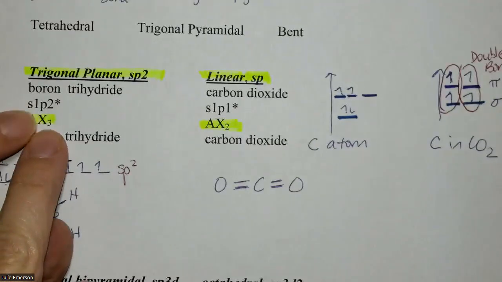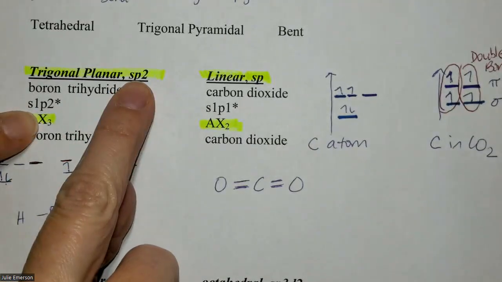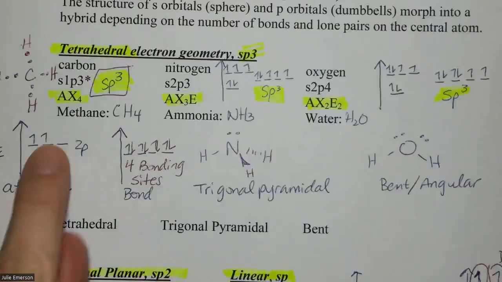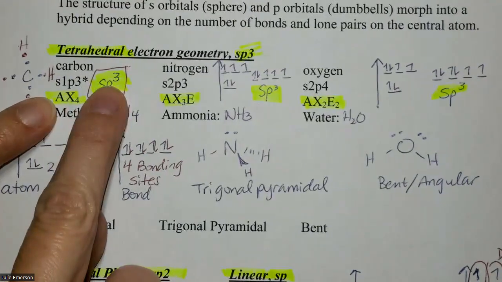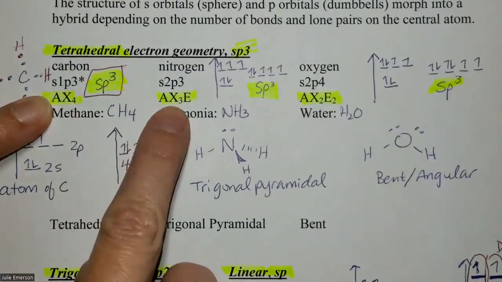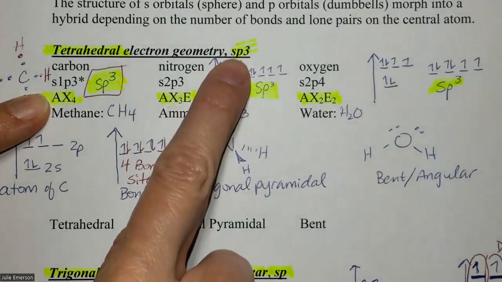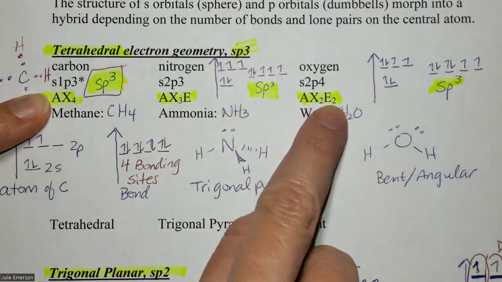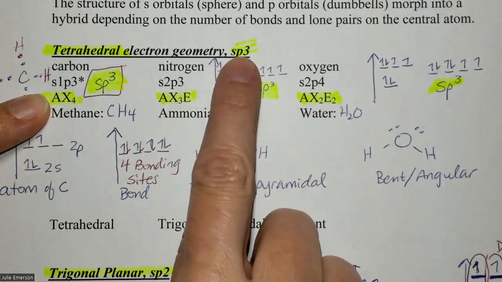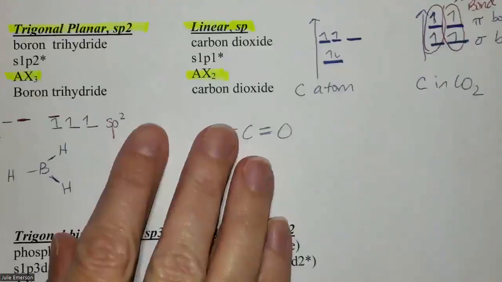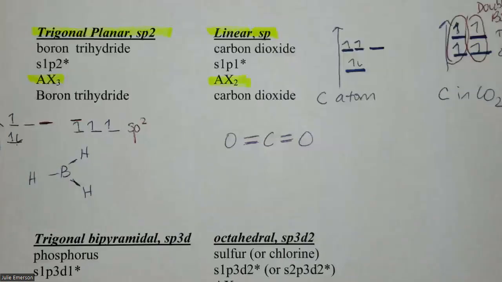If I've got 3 bonding sites, I need 3 orbitals, right? If I have 4 bonding sites, I need 4 orbitals. If I have 3 bonding sites and a lone pair, that's still a total of 4, so I need 4. If I have 2 and 2, that's a total of 4, so I still need 4. All right, so that's the idea with this orbital hybridization.